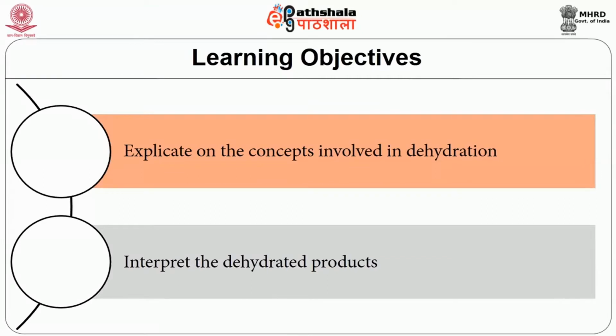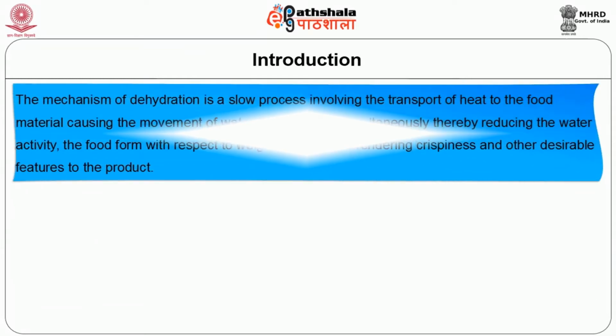Drying or dehydration is defined as the removal of water by evaporation from a food substance in order to obtain a solid product adequately low in water content for shelf life extension. After going through this session, you will be able to explicate on the concepts involved in dehydration and interpret the dehydrated products. Let us introduce drying.